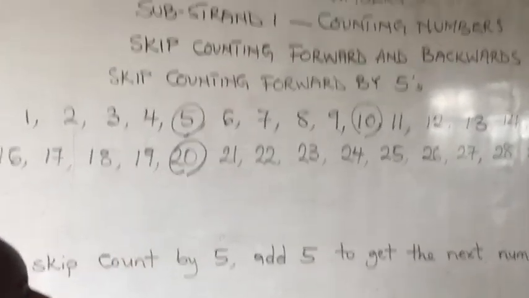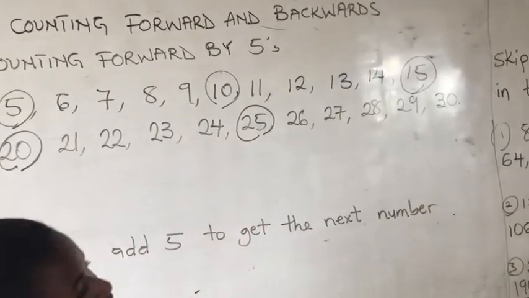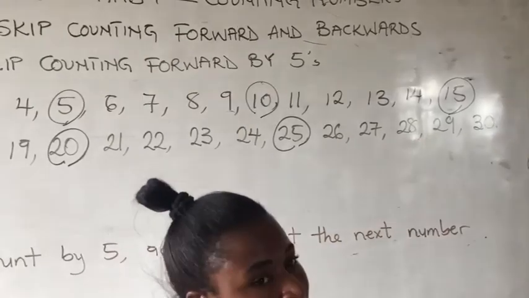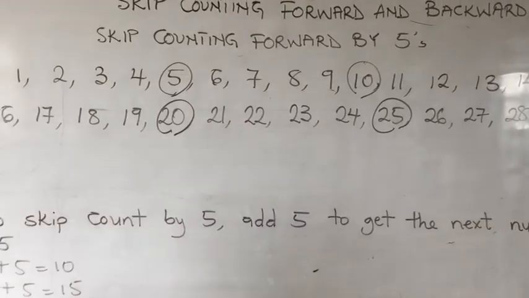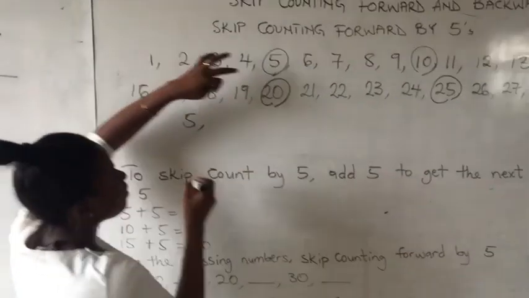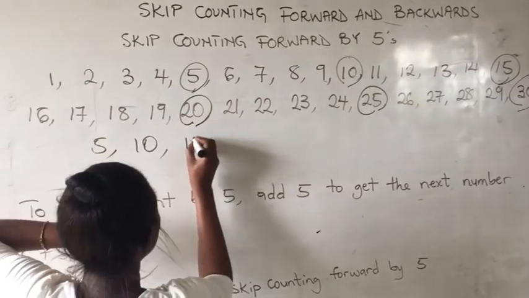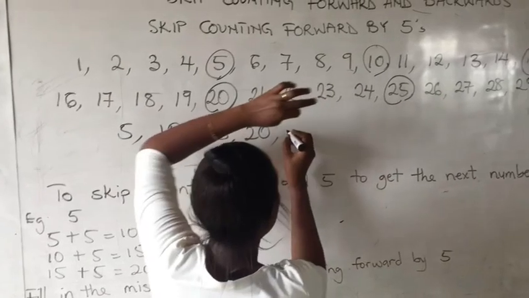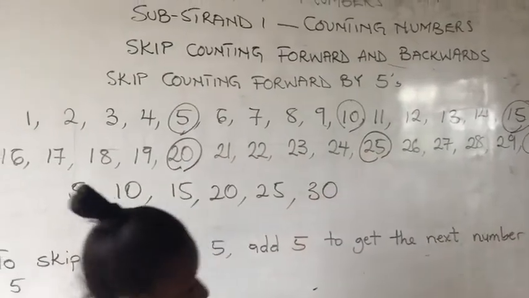20. We are skipping 1, 2, 3, 4. The next number is 25. Then we skip again 1, 2, 3, 4. The next number is what? 30. So you skip count forward in 5s. We are going to have 5, 10, 15, 20, 25, and 30, and it continues.